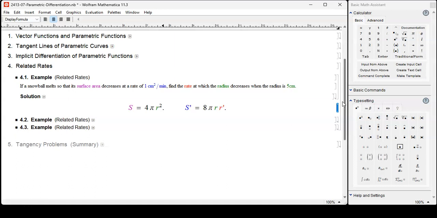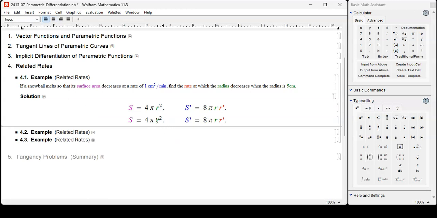Now we have 4 known variables, s, r, s prime, and r prime, but the problem gave you r is 5 and s prime is 1, or actually it's decreasing, so it's -1. So we can go down to just 2 equations with 2 unknowns. As a matter of fact, it's even simpler than that.